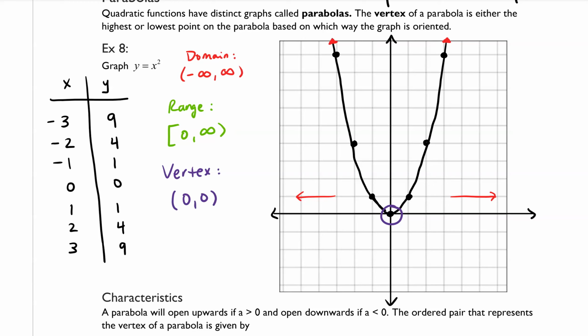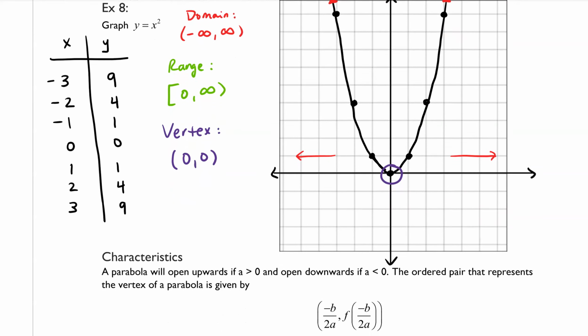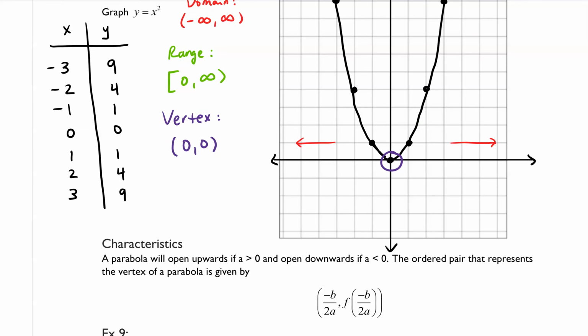Okay? And so those were just some characteristics of this specific graph. Let's talk about specific characteristics of a parabola in general. So a parabola will open upwards if a is greater than 0, or that's another way of saying positive. And it will open downwards if our a value is negative, or a is less than 0.